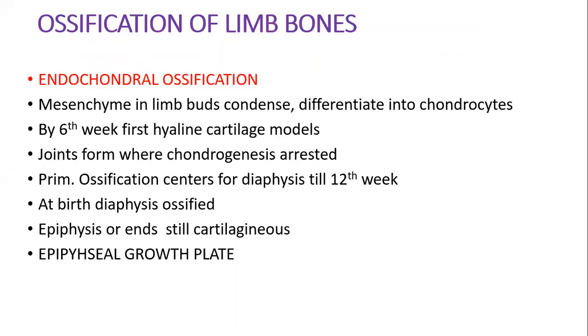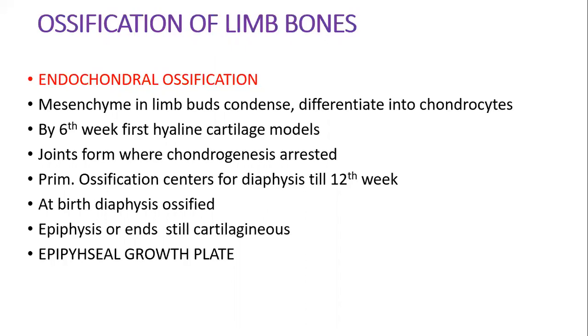Now we did this last time in the development of the skeletal system as well. How do the bones of the limbs ossify, and how do the limb bones, the appendicular bones, form? Now by the end of the 6th week, the mesenchyme in the limb buds condenses, and hyaline cartilage models are formed, and these hyaline cartilage models correspond with the shape of the bone, the adult shape of the bone into which the bone is going to ossify. And first, the primary centers are going to appear for the diaphysis, the center of the shaft, and they are going to be formed till the 12th week of intrauterine life.